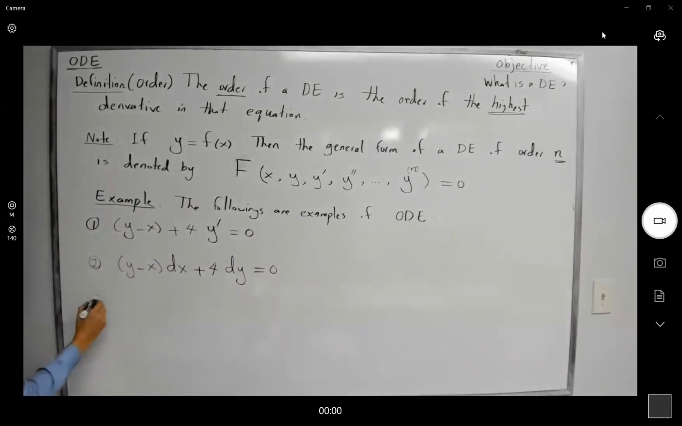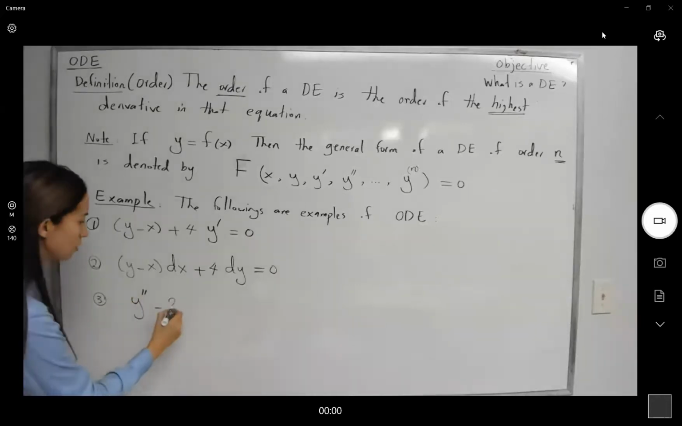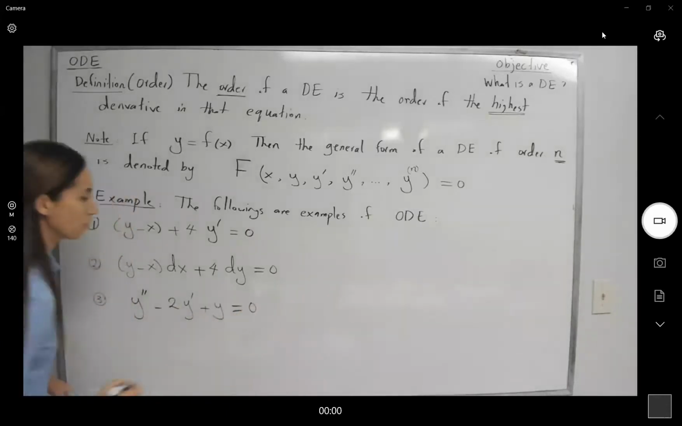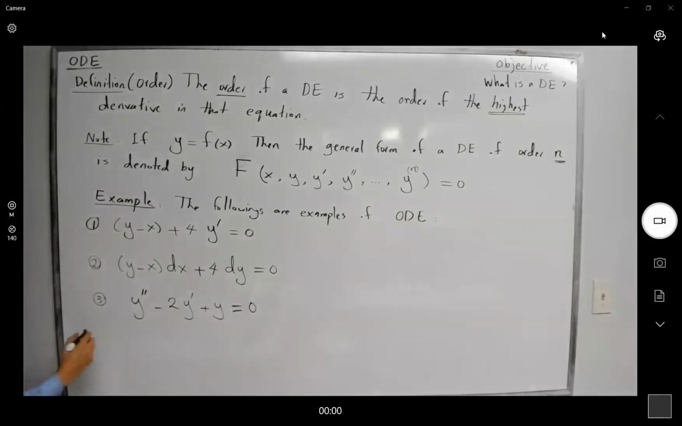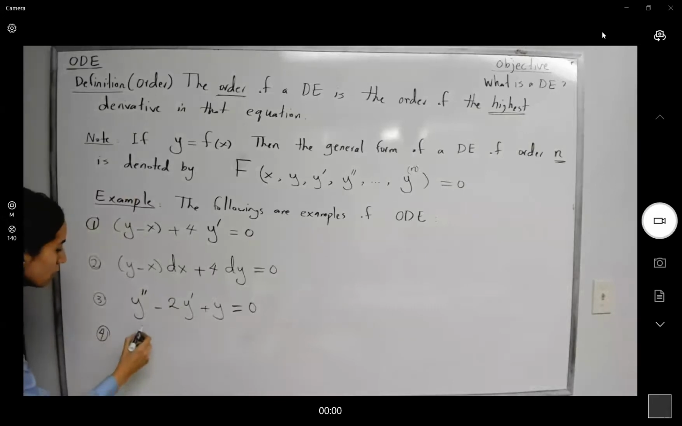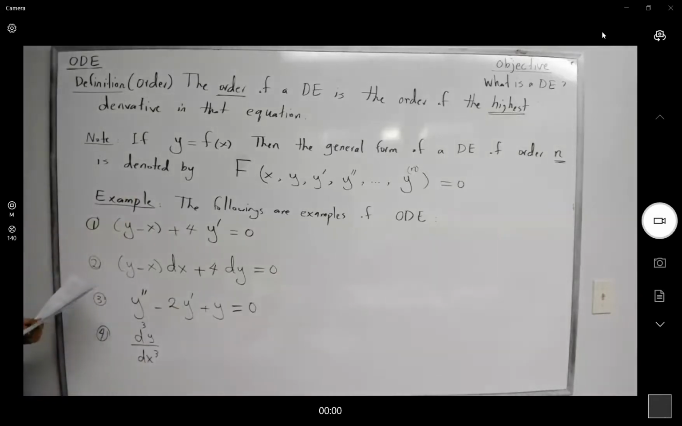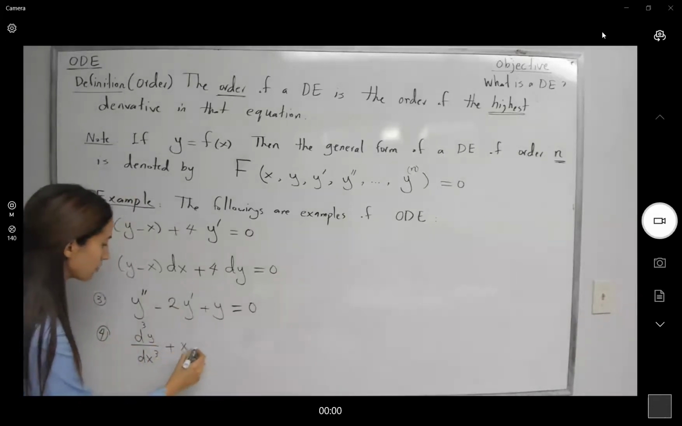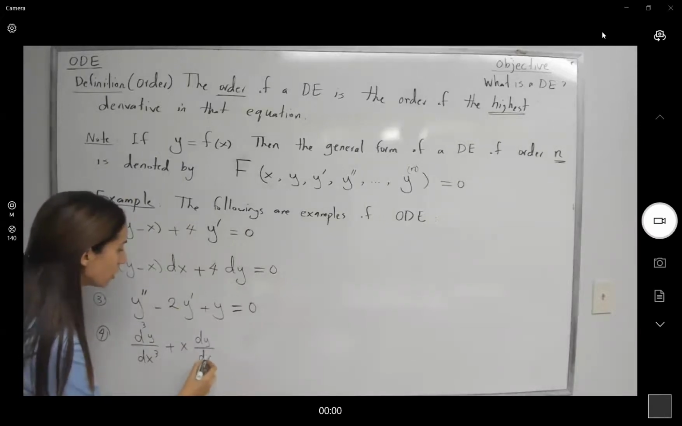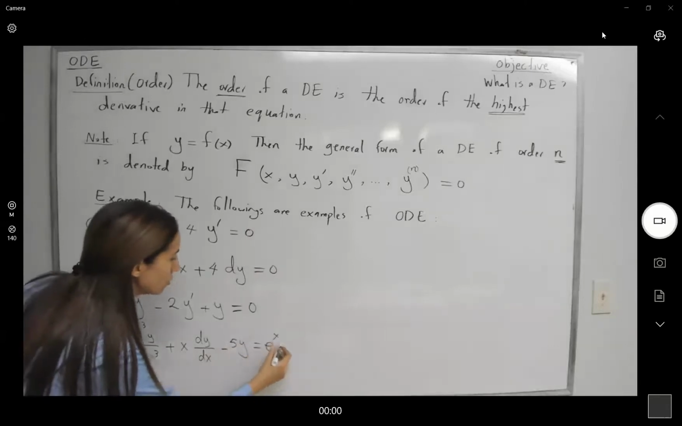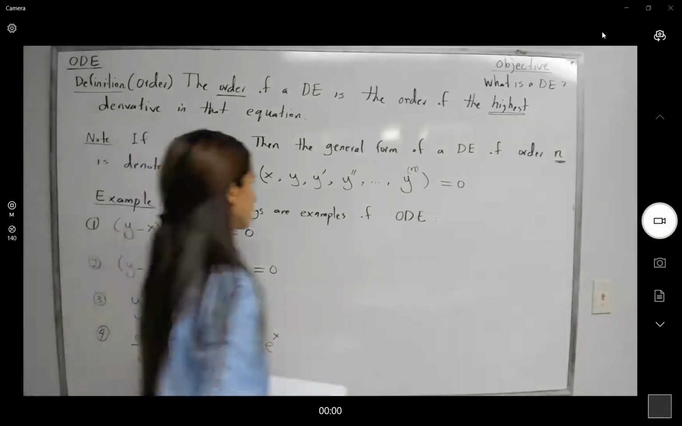Another example. The second derivative of y minus 2y prime plus y is equal to 0. And the fourth one, the third derivative of y with respect to x plus x times the first derivative of y with respect to x minus 5y is equal to e to the x.